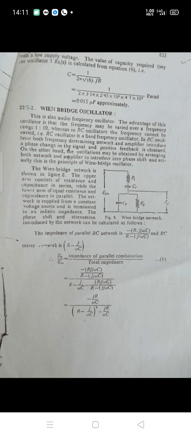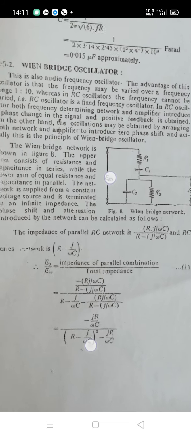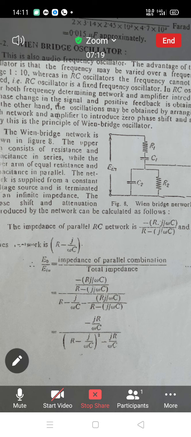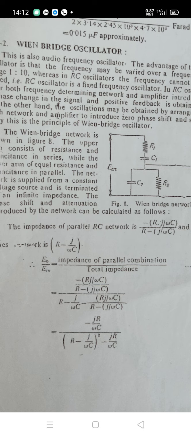Now E0 upon Ein is the impedance of the parallel combination divided by the total impedance. So this is equation number 1. Whatever the impedance of the parallel combination, that will be divided by the total impedance. So we can write the equation: minus Rj upon omega C divided by R minus j upon omega C, that is the total, divided by R minus j by omega C minus Rj upon omega C divided by R minus j upon omega C.